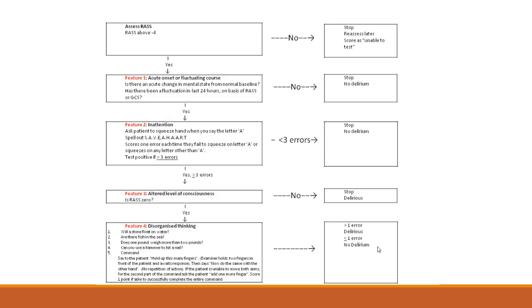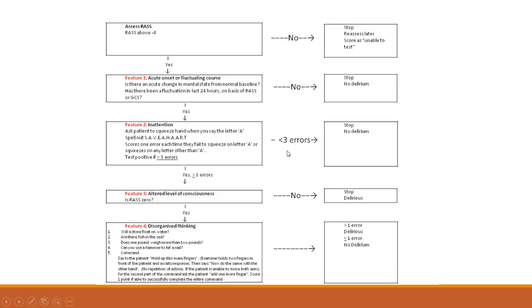And the first feature, again, is the acute onset or fluctuating course. So what you do here is you do an assessment of whether or not there's been a change from baseline in the past 24 hours or a change from what they were before their admission. So those are the 2 ways to look at it. And you can use the RAS or GCS score, but typically the RAS is used. So you need that. If that is present, you go on to the next part, which is feature 2, which is inattention.